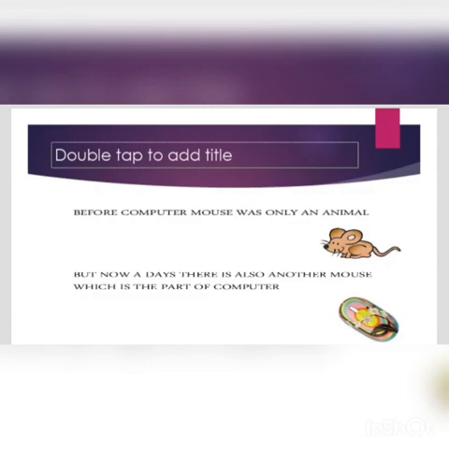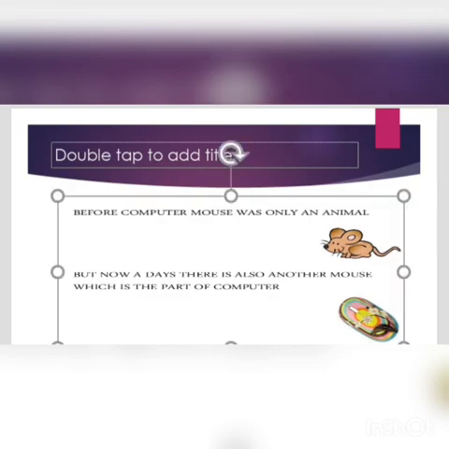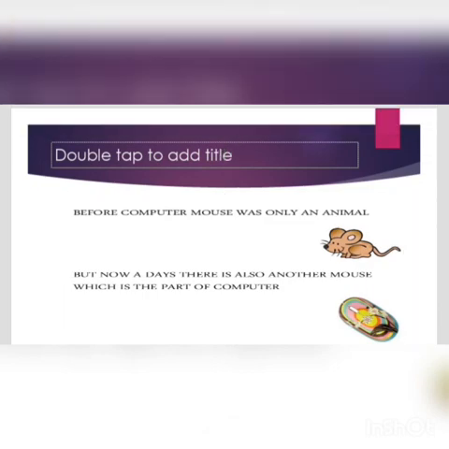This slide is funny. We know that there are two types of mouse: animal mouse and computer mouse. When the computer wasn't invented, there was only one mouse, but when the computer was invented, there were two types of mouse: animal mouse and computer mouse. So we see two types of mouse in that slide.